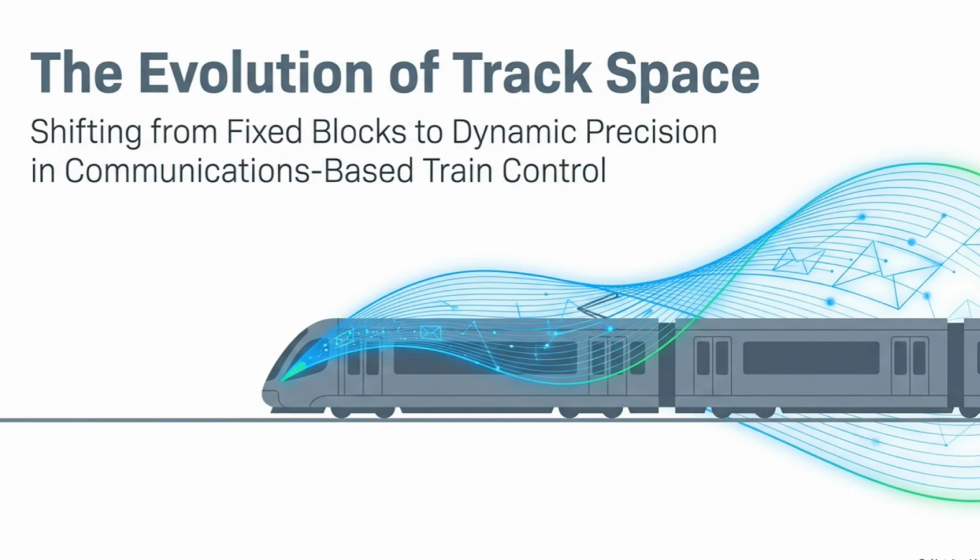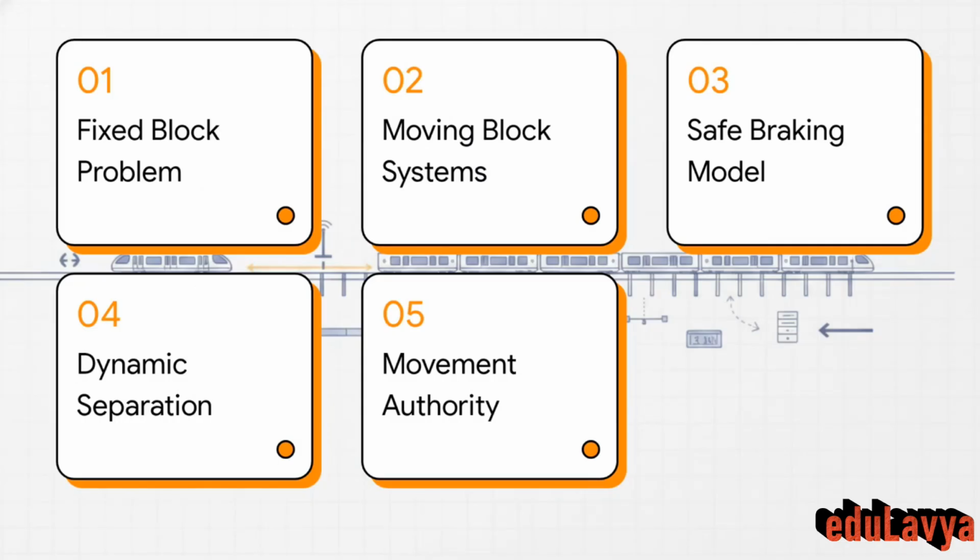We are literally moving away from century-old, rigid physical track divisions, and we're stepping into a world of continuous, high-speed radio communication that dynamically adjusts safety zones in real time. And this isn't just about safety, it's about extracting every single ounce of capacity out of our transit networks. Okay, let's dive into this.